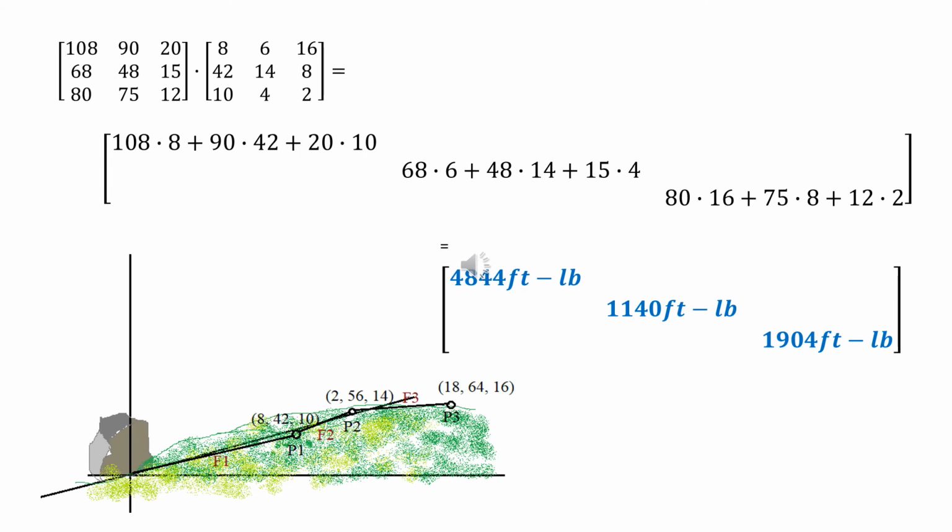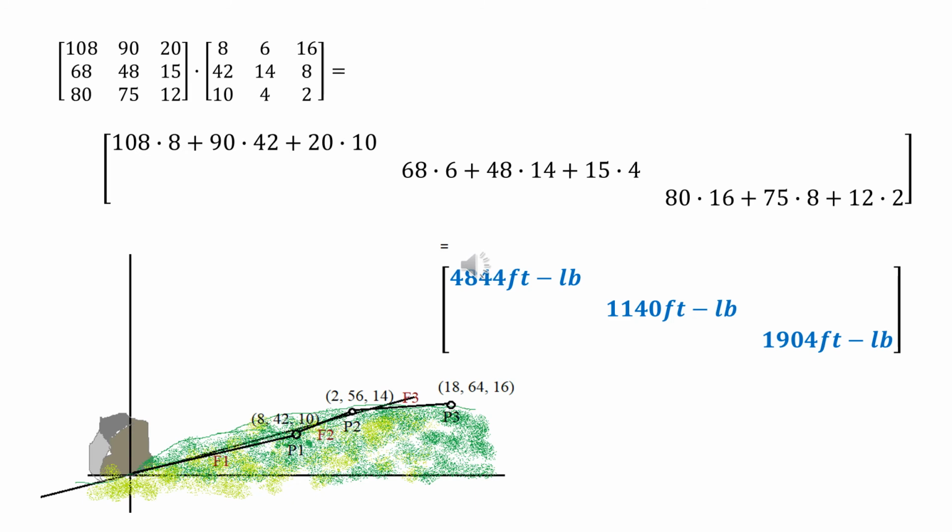Instead, you want to treat it as a positive 6 because you don't want to lose the energy that it took to move from the 8 to the 2. So ignore the fact that the x went down by 2 in that move from 8, 42, 10 to the point 2, 56, 14.